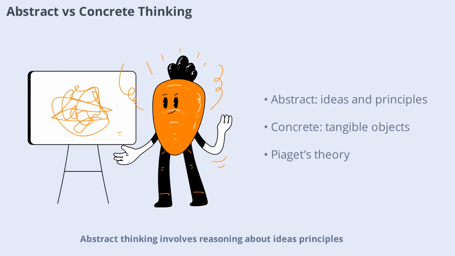Abstract thinking involves reasoning about ideas, principles, and relationships not tied to specific instances, such as justice or freedom. Concrete thinking, on the other hand, focuses on tangible, immediate objects and events. Piaget argued that formal operational thinking, which emerges around age 12, marks the onset of mature abstract reasoning. Both types of thinking are important, depending on the context and task.